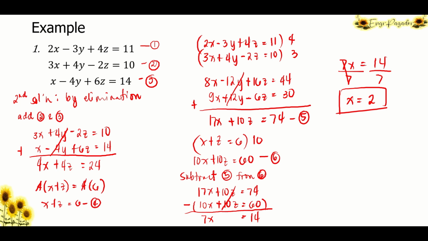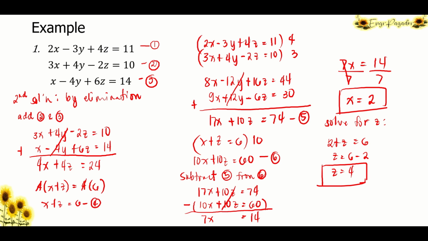Okay? So, we have solved for the value of x. Now, how do we solve for the values of y and z? To solve for z, what equation will we use? Equation number 4, x plus z equal to 6. So, x, that is 2, plus z is equal to 6. So, our z is equal to 6 minus 2. Then, z will be equal to 4. So, we also have a value of z.